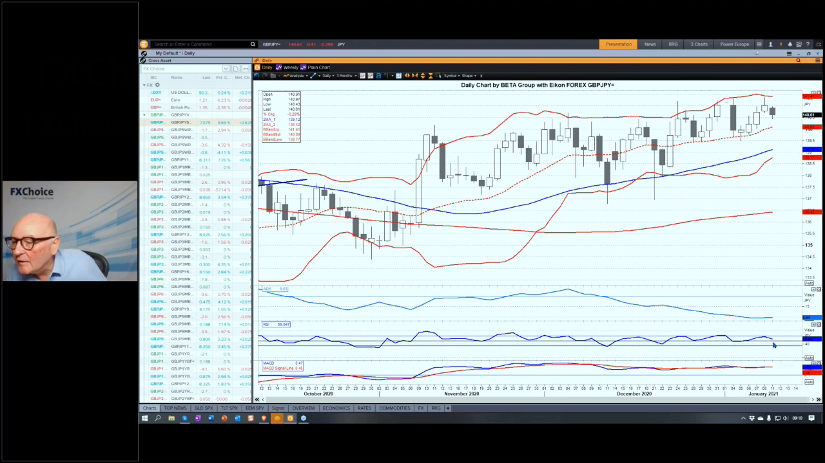The RSI itself is at 55, so it's neither at any sort of extreme. The MACD is very flat, indeed close to zero, and so this is just showing the sideways consolidation here. Is it showing signs of particular weakness? No, it's not as yet.